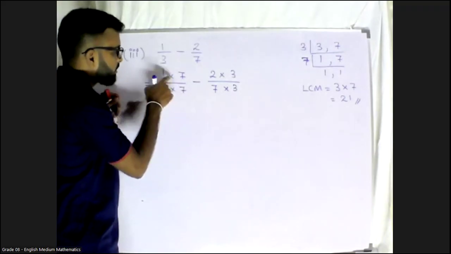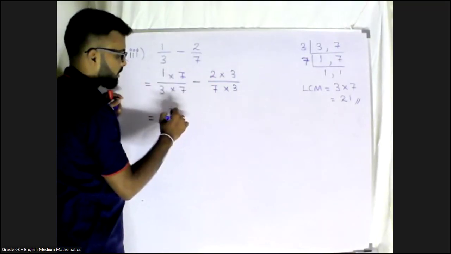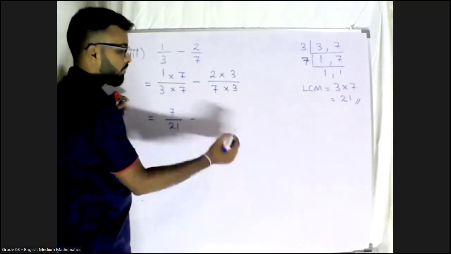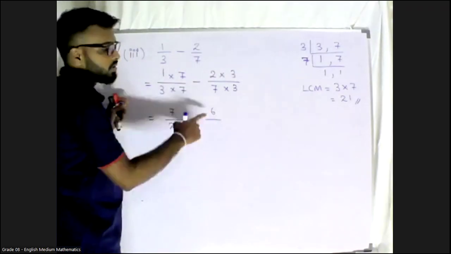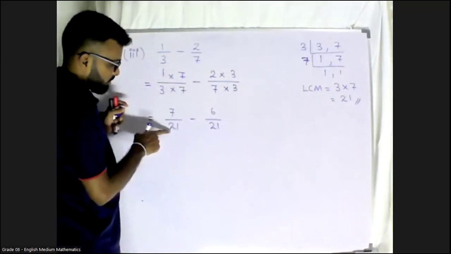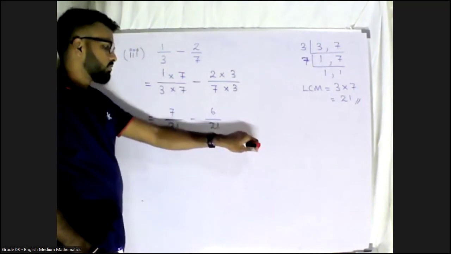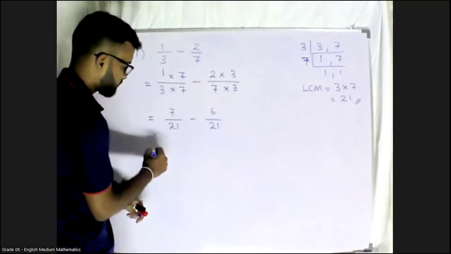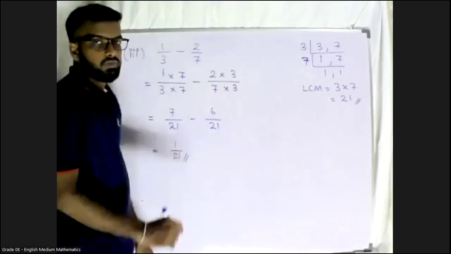And same as here, I will put equal mark. Numerator 1 times 7, 1 multiplied by 7. 7. 3 times 7, 21. Minus 2 times 3, and 7 times 3, 21. Then now you have common denominator 21 and 21. 7 minus 6, 1. 1 divided by 21. So this should be the answer for the first one.